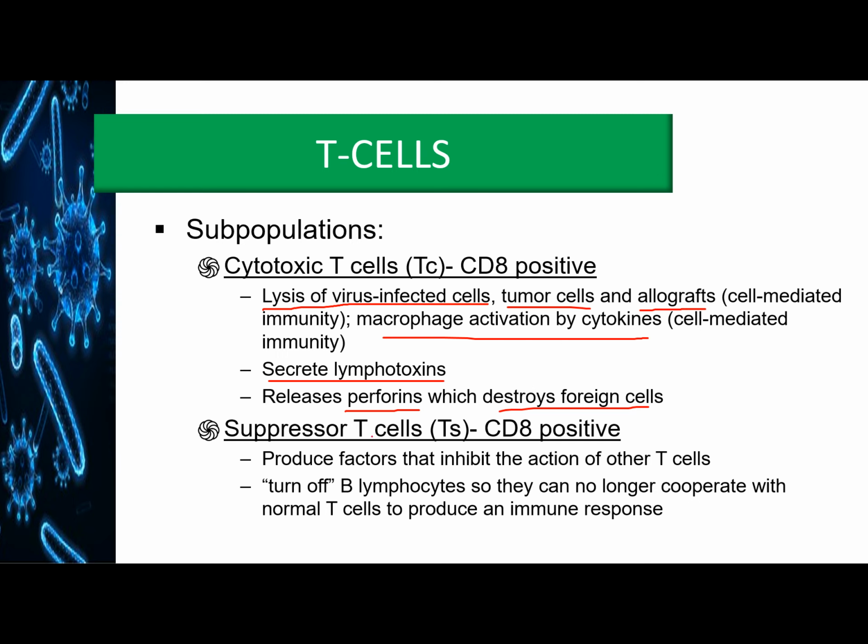Then we also have your suppressor T cell. Produces factors that inhibit the action of other T cell, and sila yung nagre-regulate class. They regulate or they turn off B lymphocytes so they can no longer cooperate with normal T cells to produce an immune response. So they regulate B cells so they can no longer create or produce an immune response. So no more antibody production. So to take note of that.